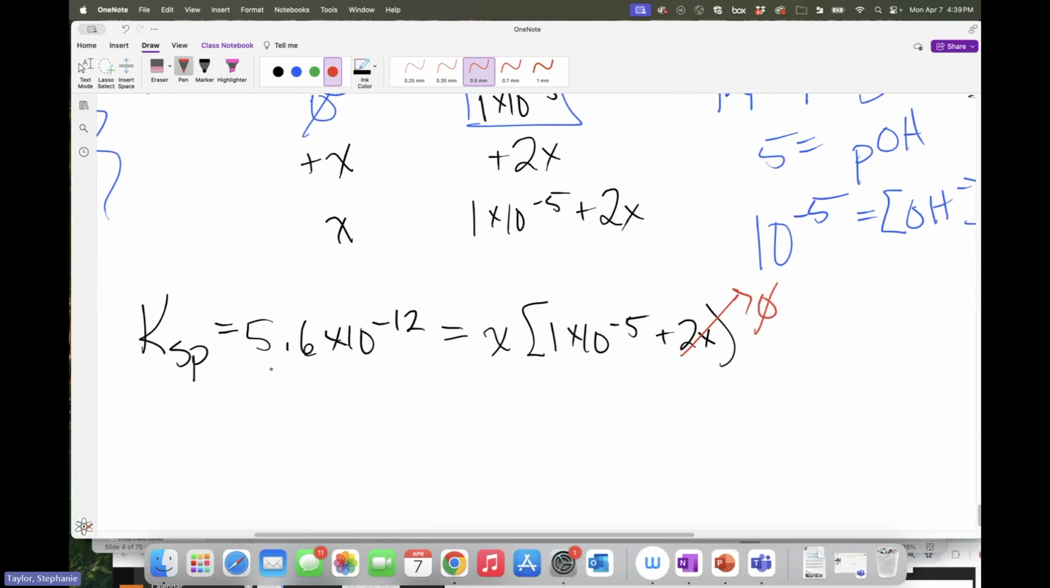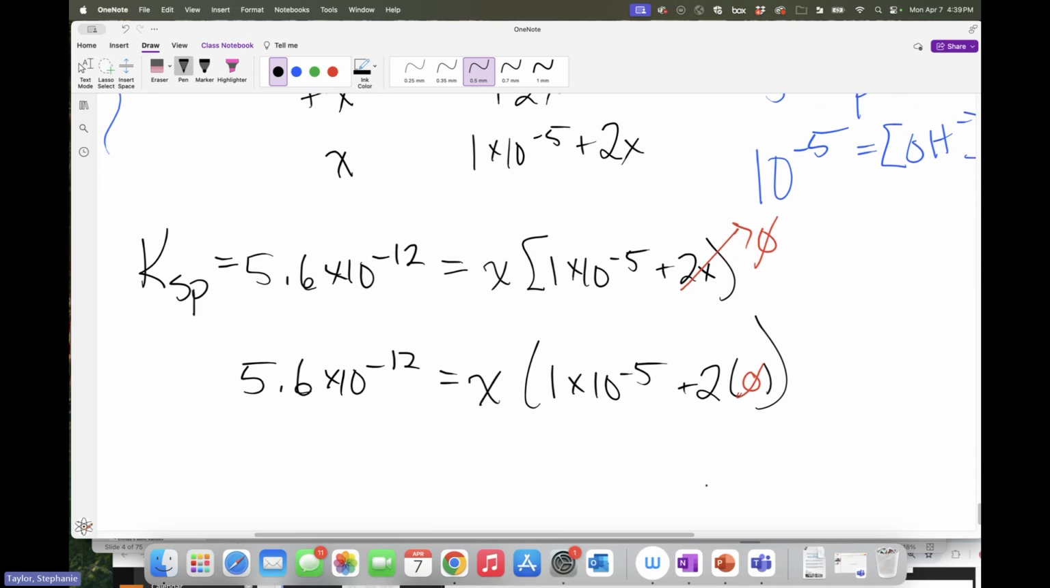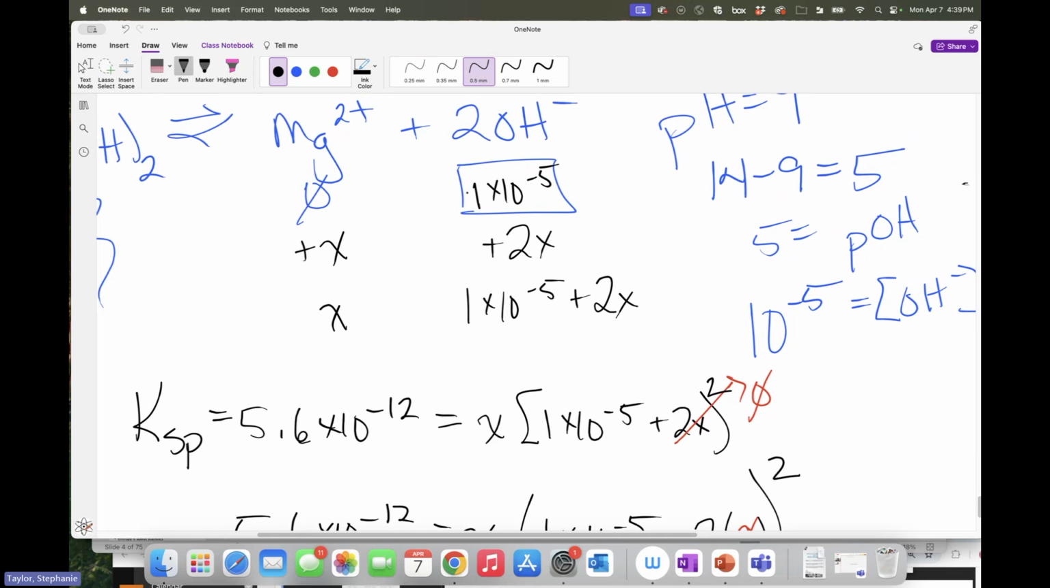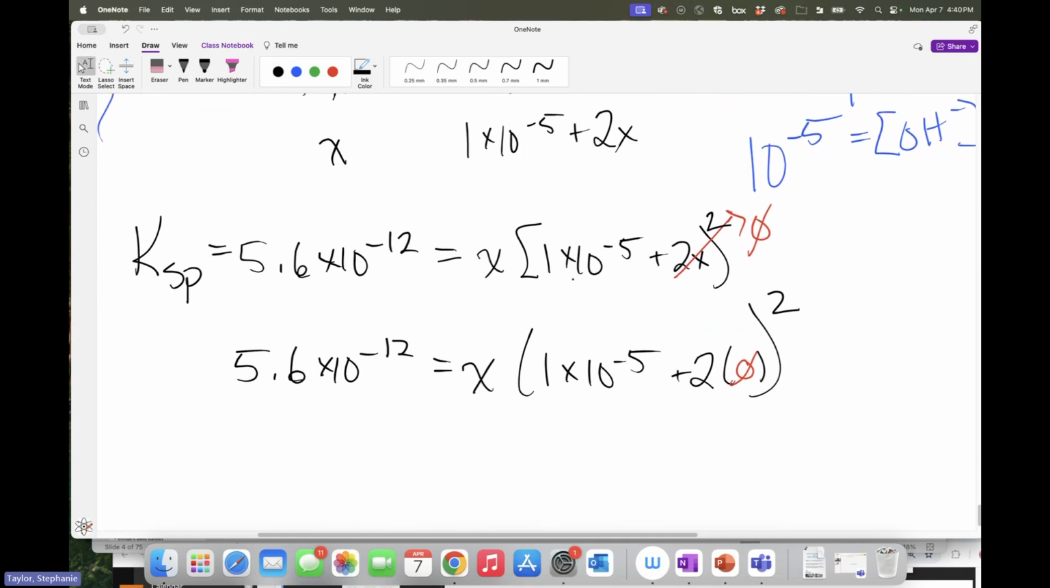So therefore, what I'm going to assume is that this is still x, this is still 1 times 10 to the negative 5, but then I'm basically taking 2 times 0. So I am assuming that I still get to use the x is small approximation in my mathematics. This whole thing is still squared though. Don't forget to do that. So I am just assuming that the concentration of hydroxide given is the amount of hydroxide that I'm using. So I am basically ignoring that plus 2x, but I'm not ignoring the squared term.